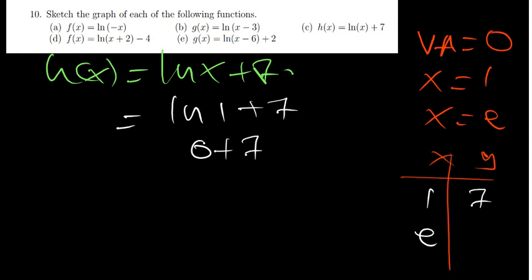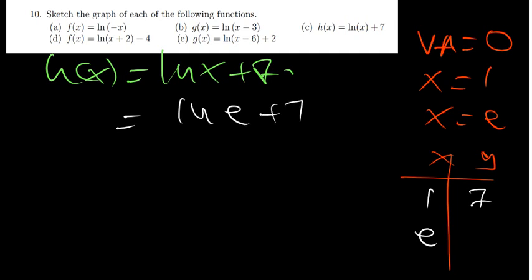We are done with that. Next, I'm going to put e. So I have got ln e plus 7. This is base e. ln e base e is 1. 1 plus 7 is 8. Okay, I'm done with that. We can now have our graph. So here's going to be my graph.